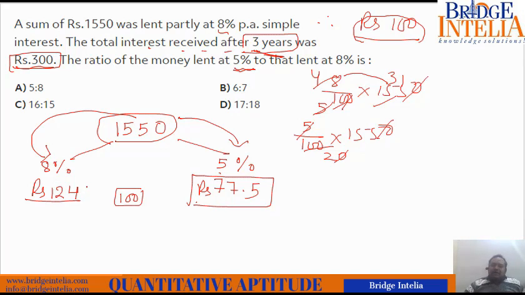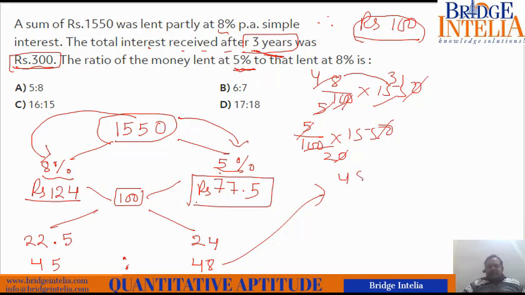Now apply the same funda. Take the difference in reverse order. You will get the ratio. So this is 24. This is 22.5. So what is the ratio? You double this, this is 45, and you double this, this is 48. So the final ratio of money is 48 is to 45, because the ratio of 5 is to 8 is asked. But we have solved it in reverse manner, 8 is to 5. So the final answer will be 48 is to 45. If you simplify this further, this comes out to be 16 is to 15.